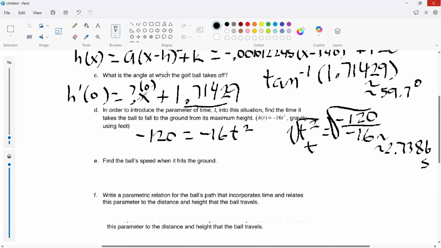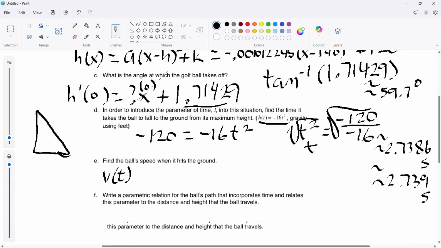Let me look at the answer key. Yeah, it always rounds to 3 decimal places, so approximately 2.739 seconds. Okay, find the ball's speed when it hits the ground. Well, speed is the derivative of height. So v of t. I'm not going to write that with regard to y because that might be confusing. There are 2 components to the speed when it hits the ground: a y component and an x component, vy and vx.